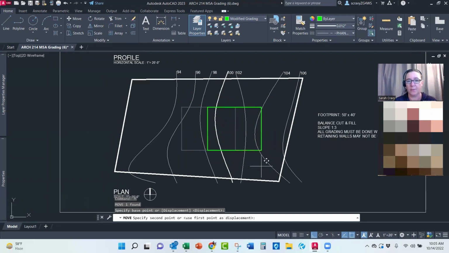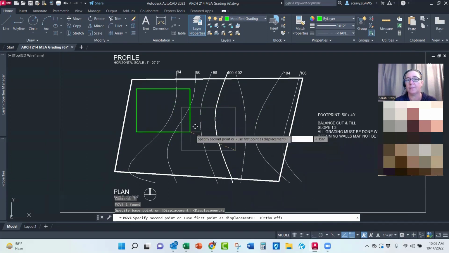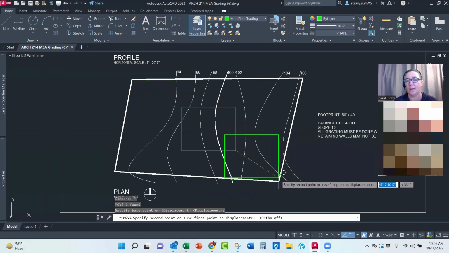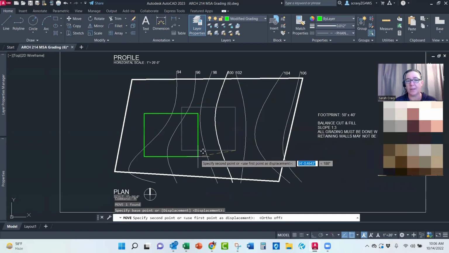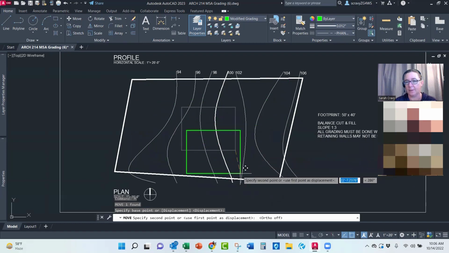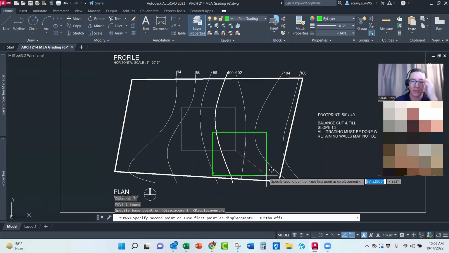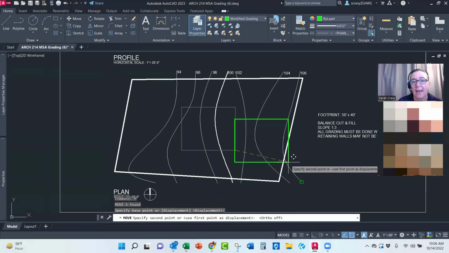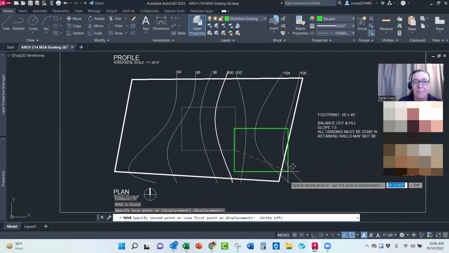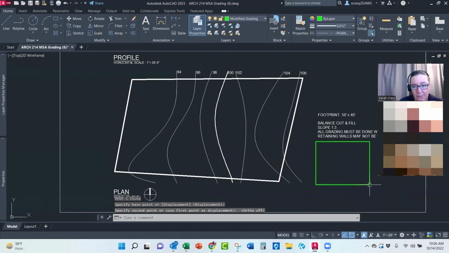I've got my ortho on; let's turn the ortho off. They told us that we don't have any restrictions: no setbacks, no easements. We can put it anywhere on this site, just that we mostly want to balance cut and fill. So I'm going to look at these contours. Let me move my building out of the way for a sec. I want a kind of even, gentle slope. What area of my property should I pick?